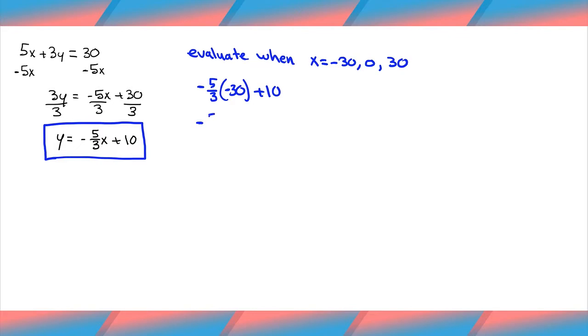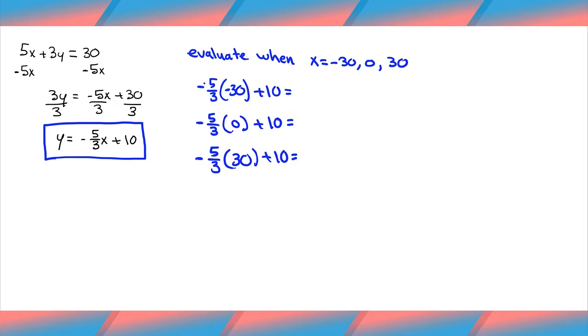Then I would copy and paste, do the exact same thing. Negative 5/3 times 0 plus 10, that's going to be a pretty easy one. And then do negative 5/3 times 30 plus 10. Okay, sweet. Now the beautiful thing about some of these is you can do some mental math, but I have them all pre-calculated, so I'll show you all the answers.